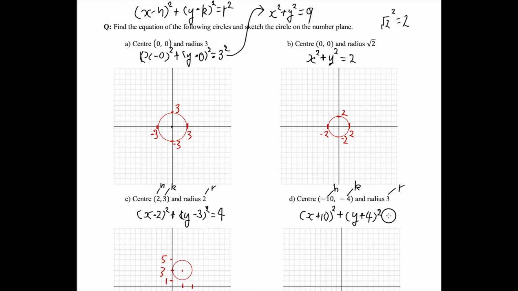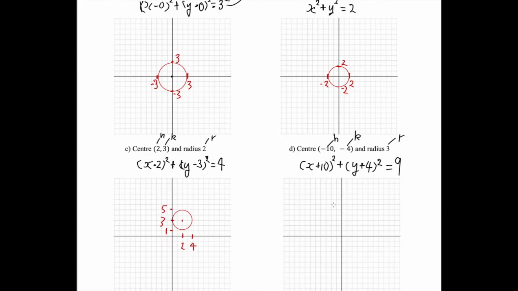And the radius is 3. So remember, always square the radius. A common mistake for a lot of students is they just write 3 here. Now that would be incorrect. You need to square the 3, which is 9. So do not make that mistake.